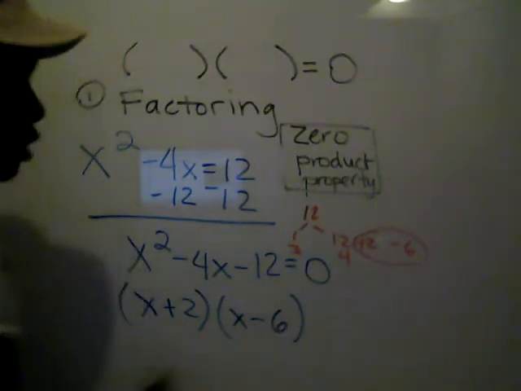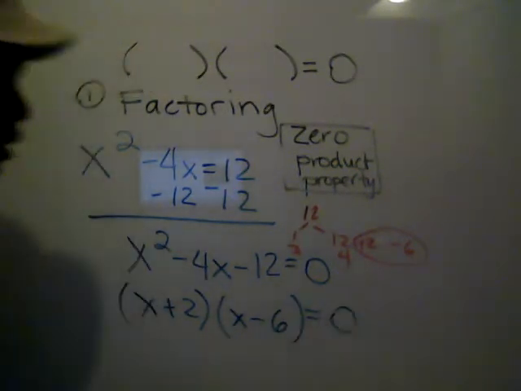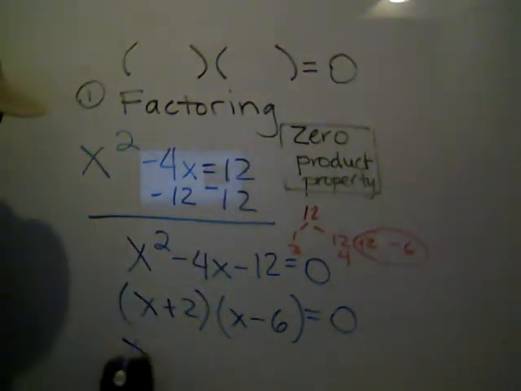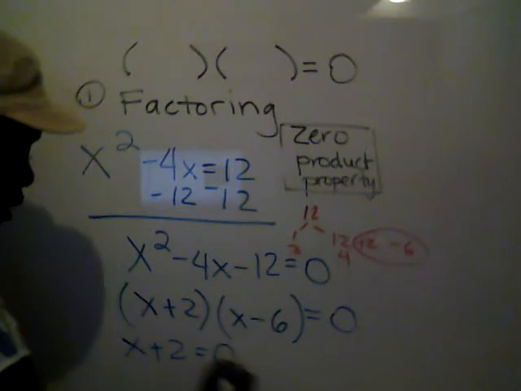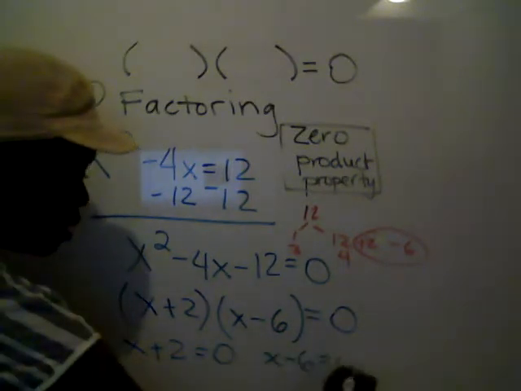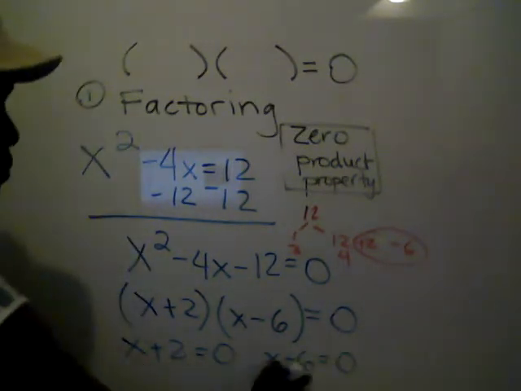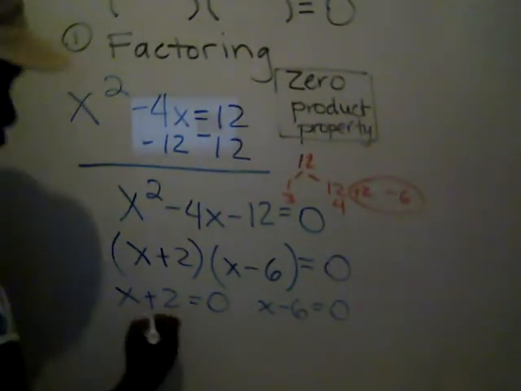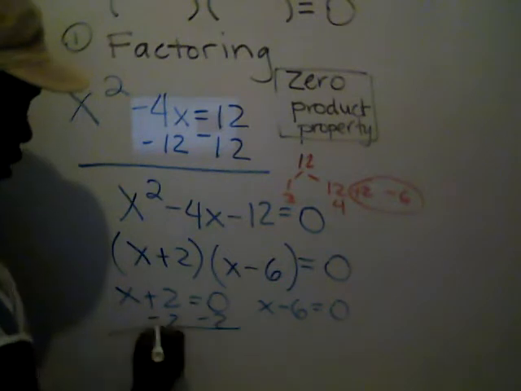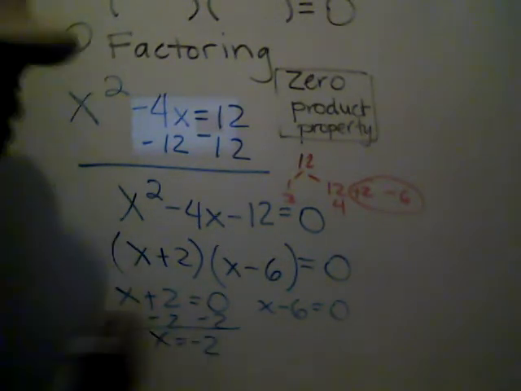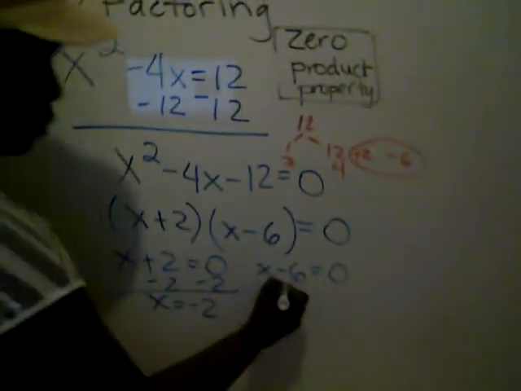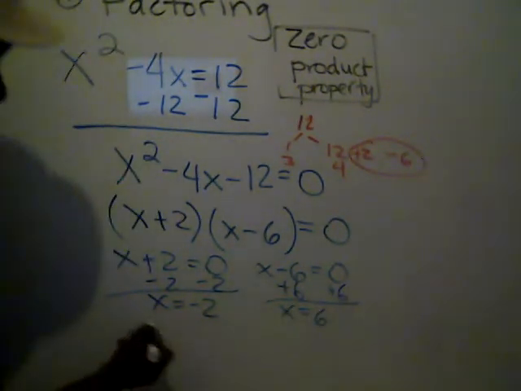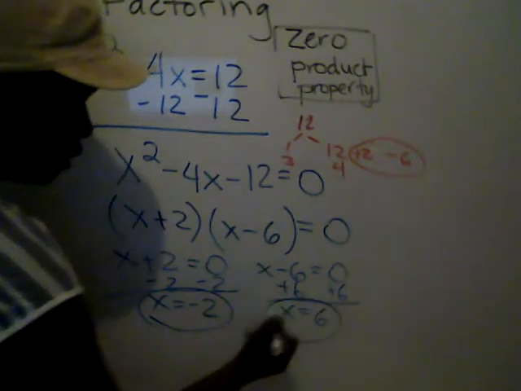But if the directions are to solve, we have to set this equal to 0, and we're going to use that zero product property that we talked about. So we'll take each of these parentheses and set them equal to 0. So x plus 2 equals 0 and x minus 6 equals 0. And then from there, we'll just do a few algebraic steps. We'll subtract 2, so we get x equals -2. And we will add 6 to both sides, so we get x equals 6. Okay? So these would be our final answers, -2 and 6.